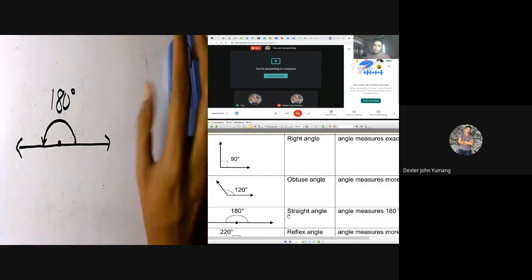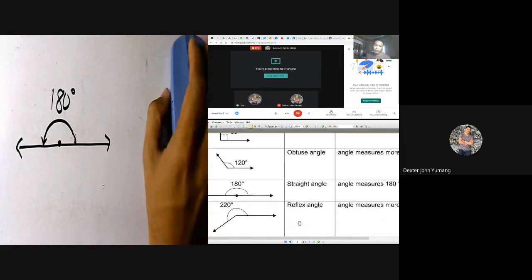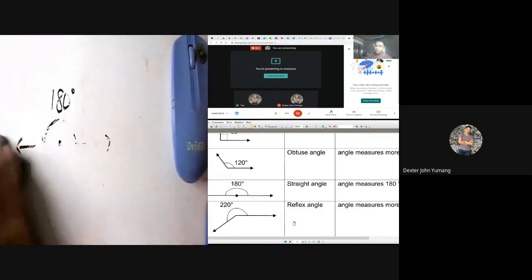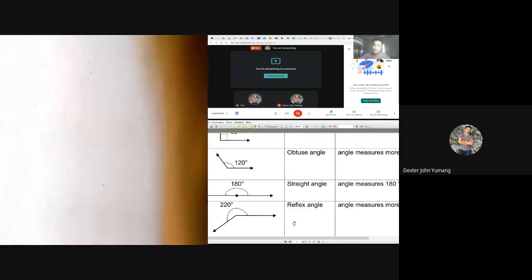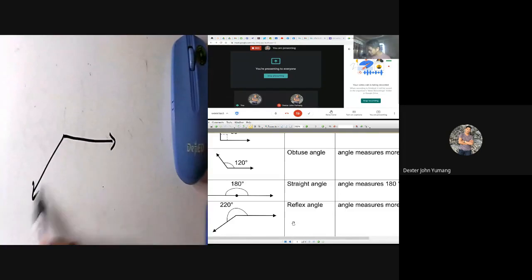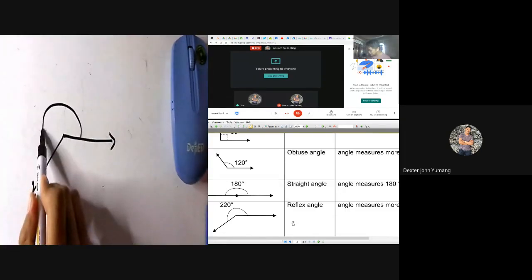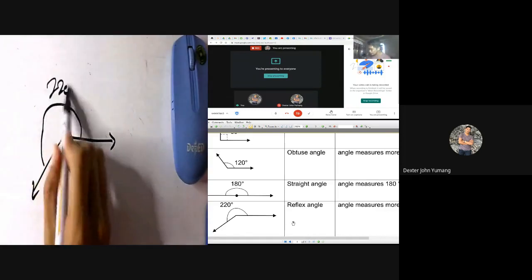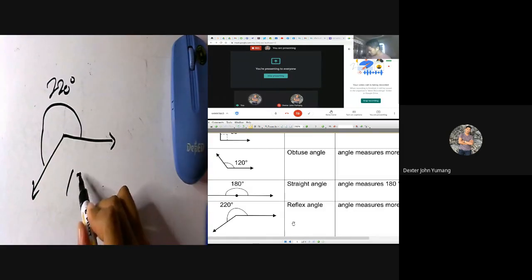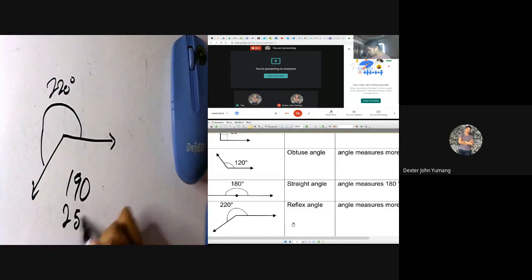Okay? Next. Reflex angle naman po kapag more than 180. For example, ano yung mga more than 180? Look at the figure. We have 220 degrees. So it is called a reflex angle. So look at that example. So this is 180. Tapos dinagdagan pa ng konti, naging 220 degrees na siya. And a reflex angle measures more than 180 degrees. We could say that it is 190, 250, 270, and so on and so forth.